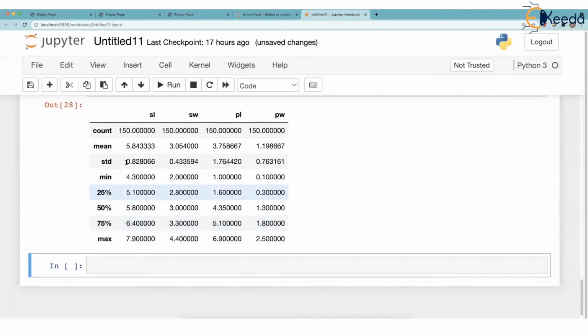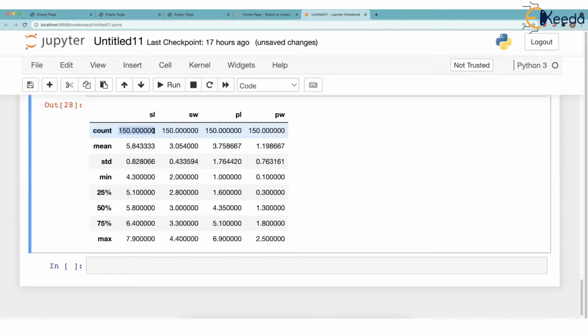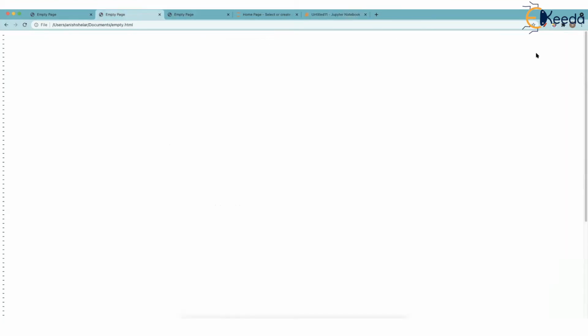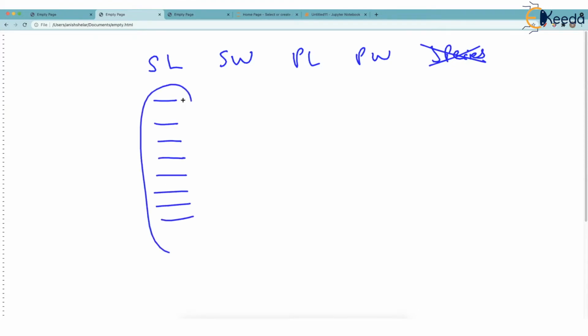What is this description, by the way? See, it's showing count 150. What that means is, in the entire data frame, there are 150 values of sepal length. Of course, it should be. Nothing extraordinary about that. Species is not described here, obviously, because it is a non-numeric column. Under sepal length, how many values are there? Count these values. There are 150 values, because there are 150 rows.